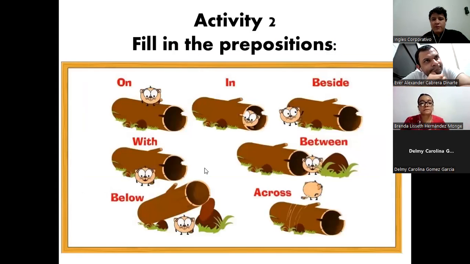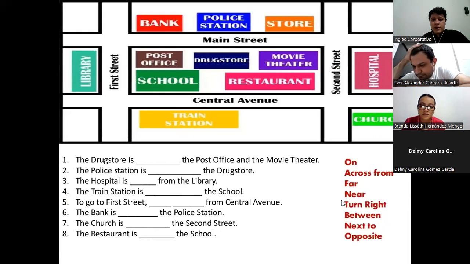Well, we have these prepositions as well, you see? On, this is on. In, besides, with, between, below, across. You see, across. Now, this one, guys. I need your help in this one, okay? So this one, we are going to do it in groups, okay? So I'm going to send you this picture, guys.